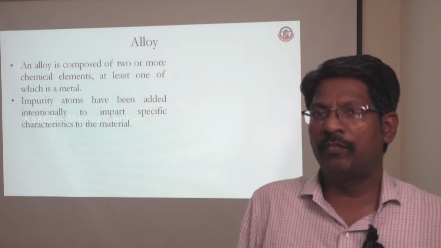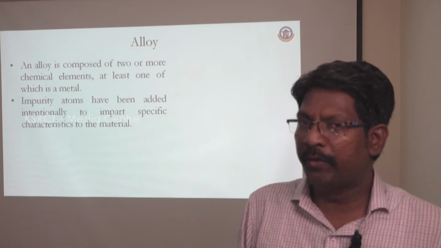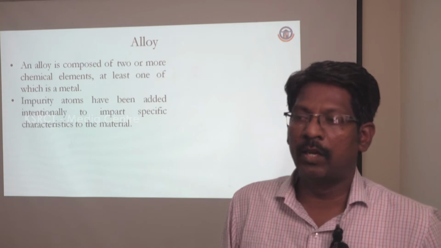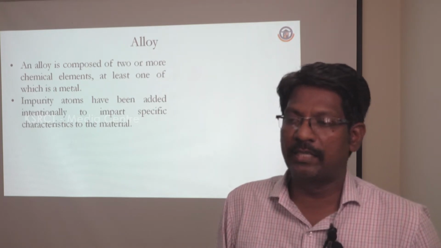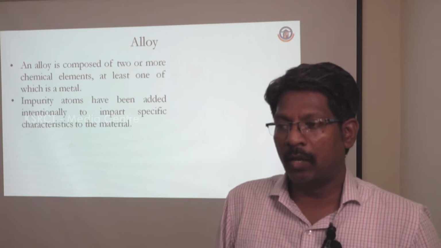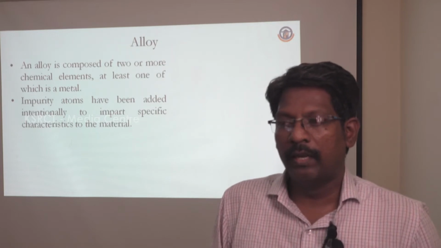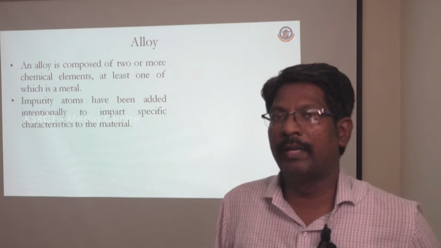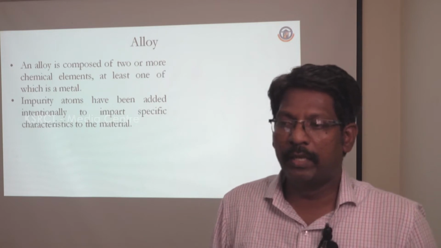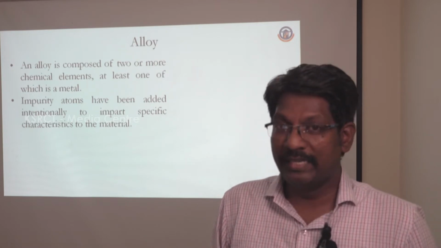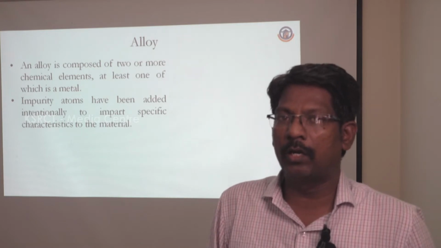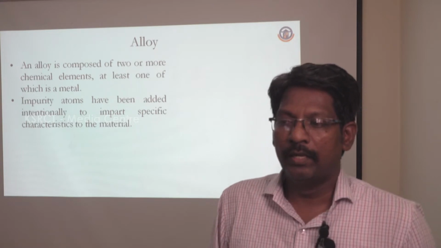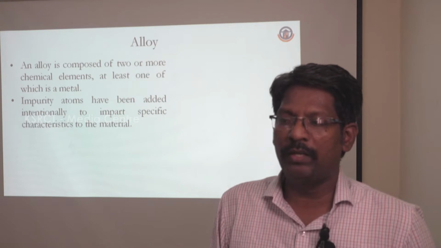Generally, the added elements are called impurity atoms. The impurity atoms have been added intentionally in order to impart specific characteristics to the material. That is, in the alloy we are adding one more element, which we call an impurity here, which supports the enhancement of the material property. Hence they are called impurity atoms, which are intentionally and purposefully added in order to enhance the property of the material, to impart the specific characteristics of the material.